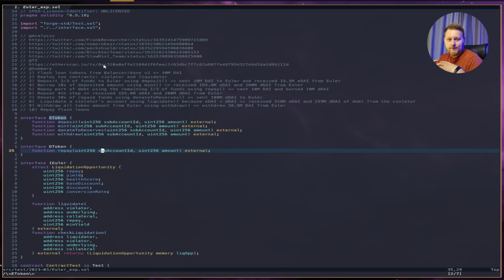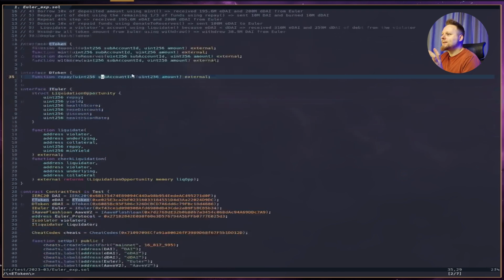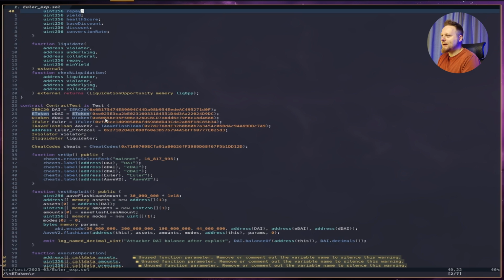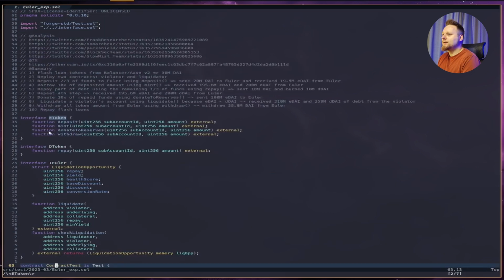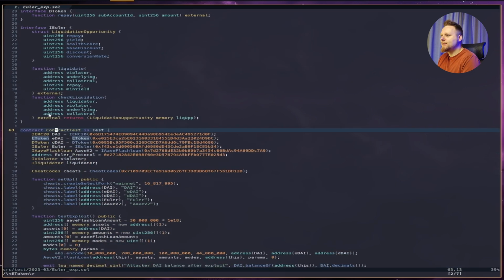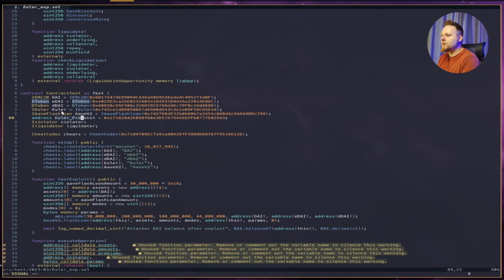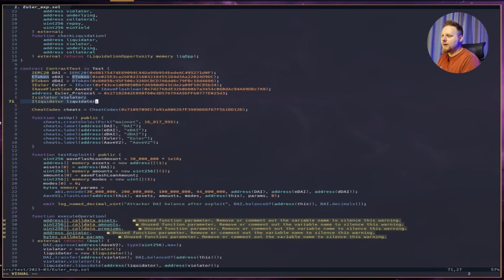Okay, and having seen how the attack works on paper, let's see how it looks in DeFi Hack Labs, and how the attack was really happening, more or less. This is the implementation of the attack. It shows the DAI token, the Euler protocol, and the violator and liquidator accounts. We'll go to them a bit later.